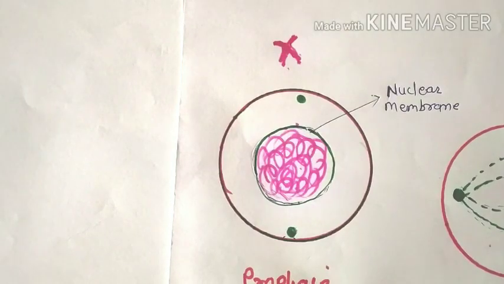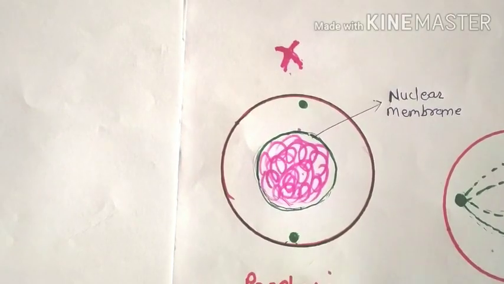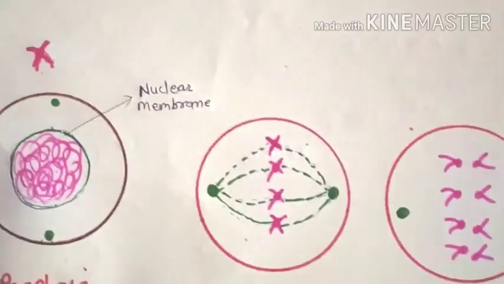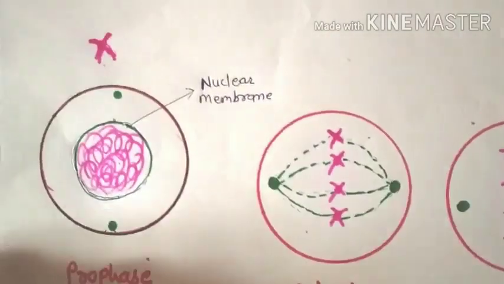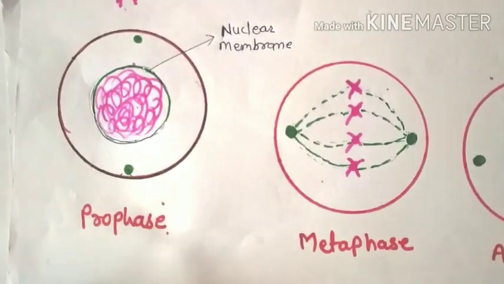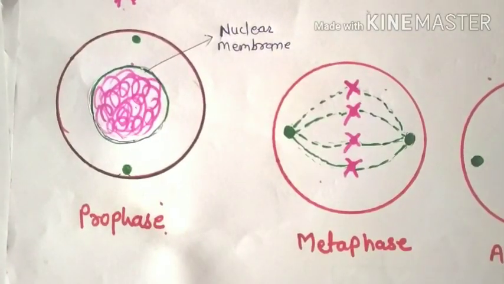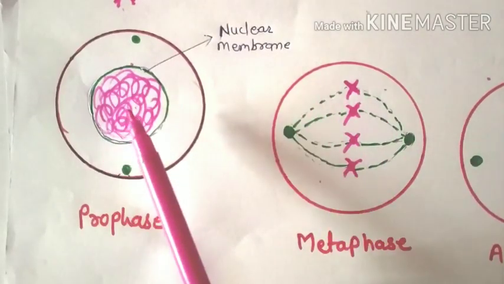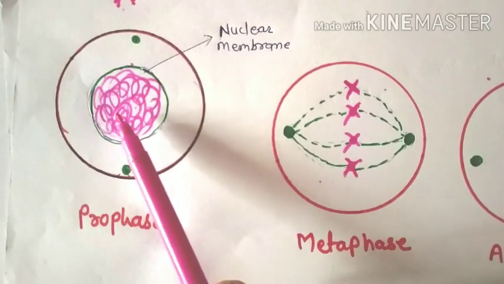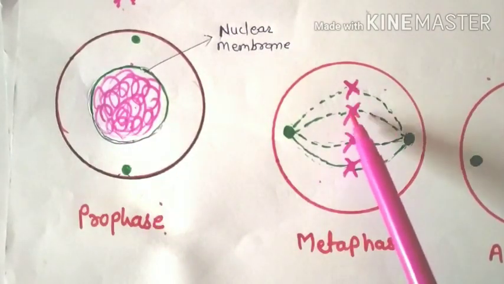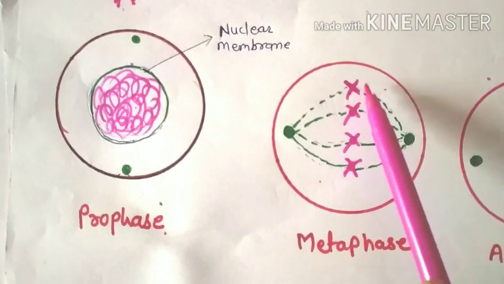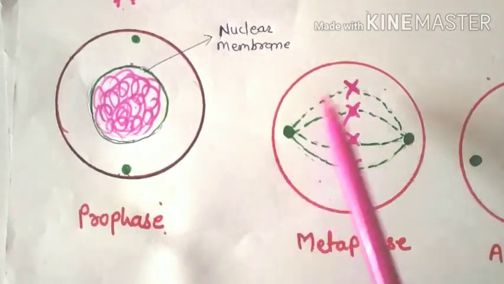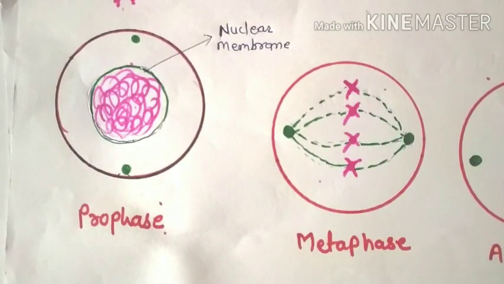Here ends the prophase. Then see the next phase, that is the metaphase. In the metaphase, the nuclear membrane completely disappears. See here, no nuclear membrane is there. This coiled or thread-like chromosome condenses and takes a dumbbell shape, just like this one.